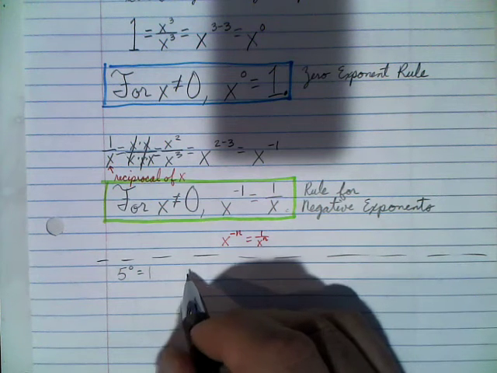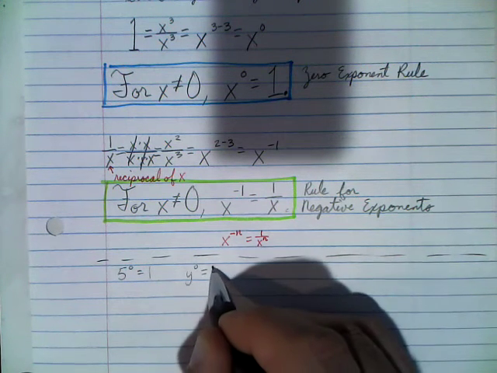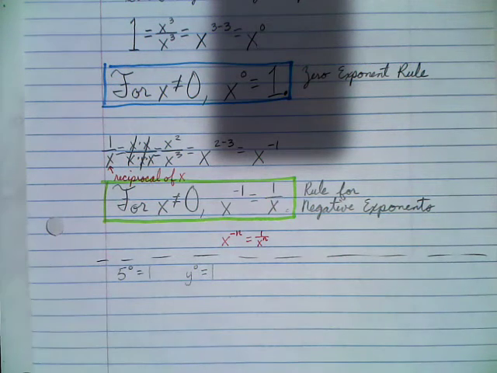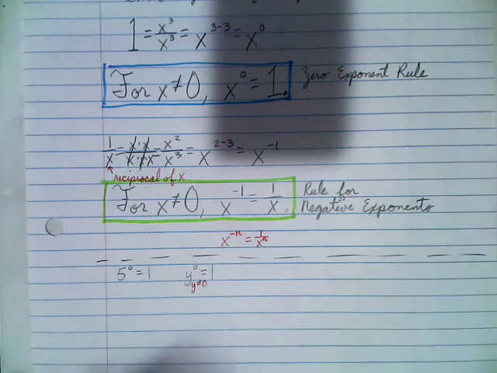If I had y to the power of 0, we would say the answer is 1, but we would be thinking that this is true so long as y is not 0, so long as y does not equal 0.